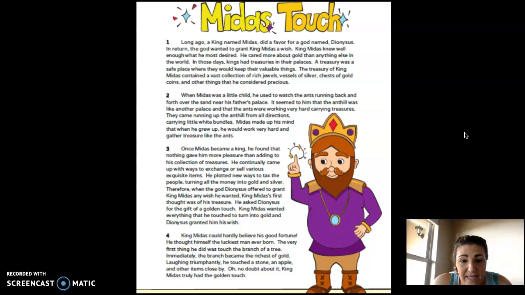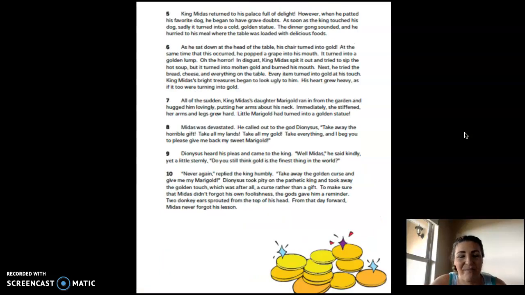He thought himself the luckiest man ever born. The very first thing he did was touch the branch of a tree. Immediately, the branch became the richest of gold, laughing triumphantly. So if you're laughing triumphantly, you're proud. You feel like you just won. He touched a stone, an apple, and other items close by. Oh, no doubt about it, King Midas truly had the golden touch.